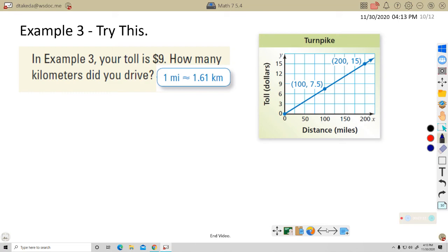You try this one, same conversion rate here, but in this case your toll was $9. You're going to have to look at the graph a little bit closer. Here's your $9, right? So you have to find out how many miles you drove and then convert them into kilometers. We're going to call this one 3T for the purposes of answering the pod questions at the end.